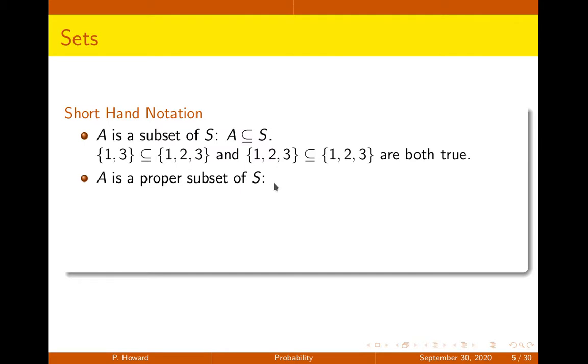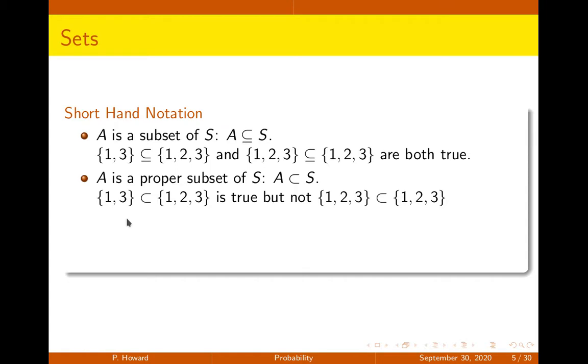The notation for proper subset, capital A is a proper subset of S, is almost like the subset notation. It's just that the little horizontal bar underneath the sideways U is missing. So the statement, the set whose elements are 1 and 3 is a proper subset of the set whose elements are 1, 2, and 3, is true. But the statement, the set whose elements are 1, 2, and 3 is a proper subset of itself, is not true.